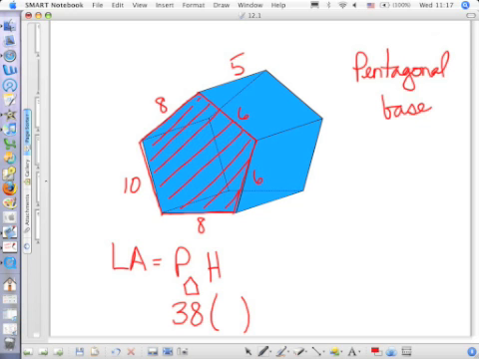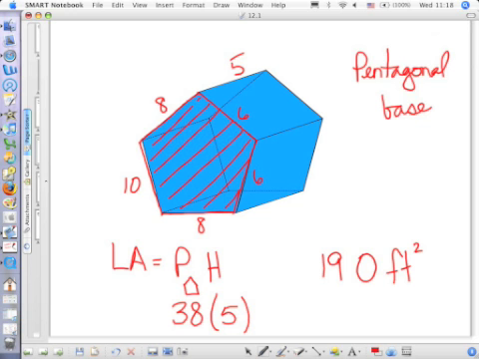Remember, the height connects the two pentagons. So what measure is that? 5. And 38 times 5 is 190. If this was given in feet, it would be square feet.